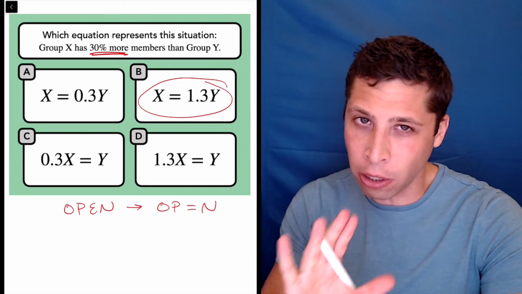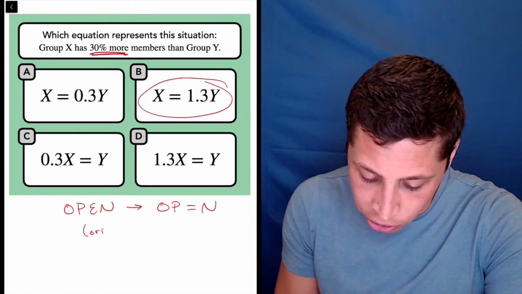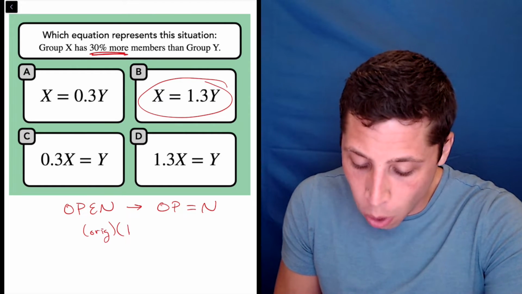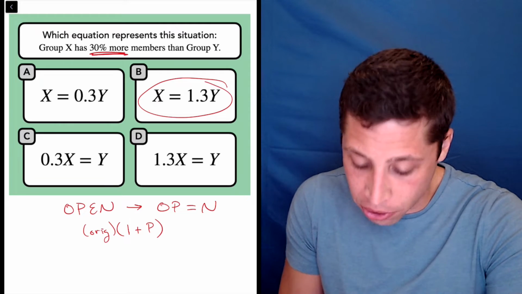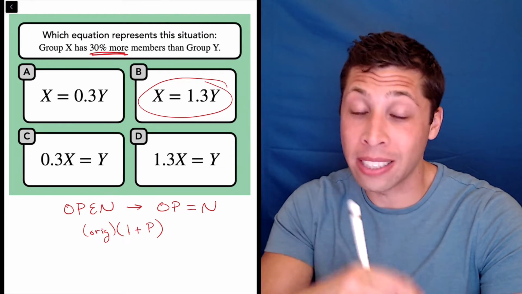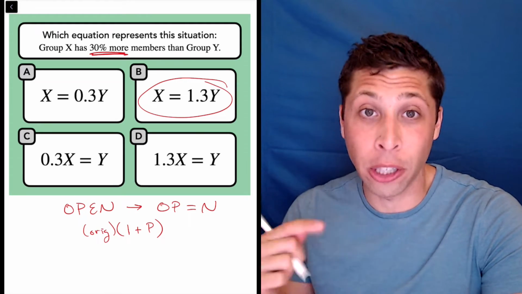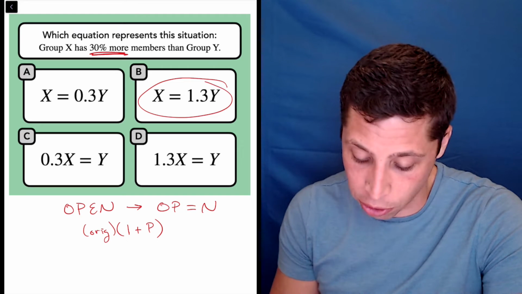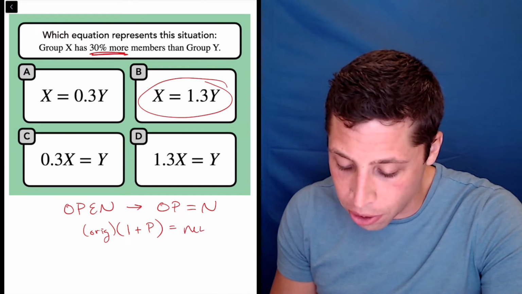So our formula is going to look a little different, but we're taking the original value, we are multiplying it in this case by 1 plus the percentage, because it's more, it's an increase. So the 1 is kind of like 100%, and then we're going to use the decimal of the 30% to increase it by 30%. I'll show that in a second. And then that equals the new value.